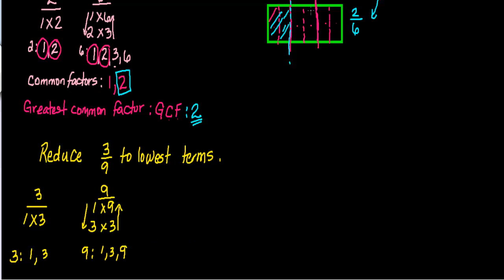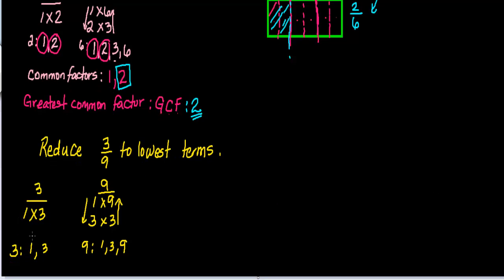Now I'm going to find the common factors. What are the common factors here? Remember that 1 is always a common factor. So common factors are 1 and what other number? 3. 1 and 3 are the common factors. What is the greatest common factor? Well, out of the two common factors, which one's the biggest one? 3. So 3 is my magic number.